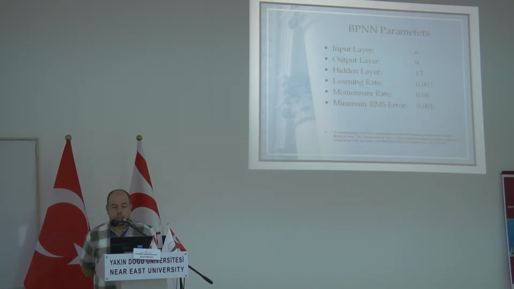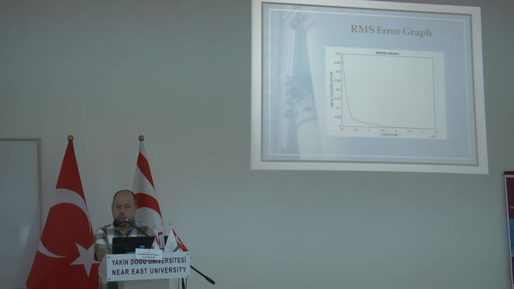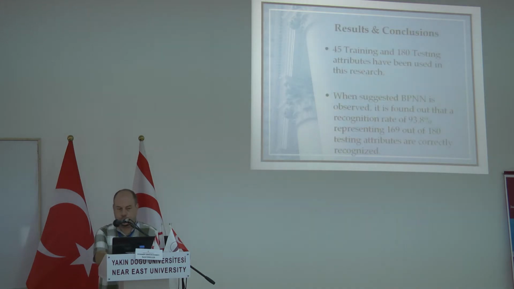Hidden layer is 15. It is hidden layer and the other rates given below has been decided after several trials and several experiments. And here we can see the RMS error graph. So initially when we teach something to a PC, initially as human beings, it cannot learn it well. But as we increase the number of iterations, we can see that the graph scrolls down.